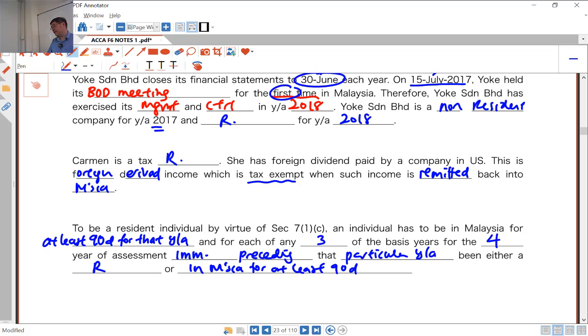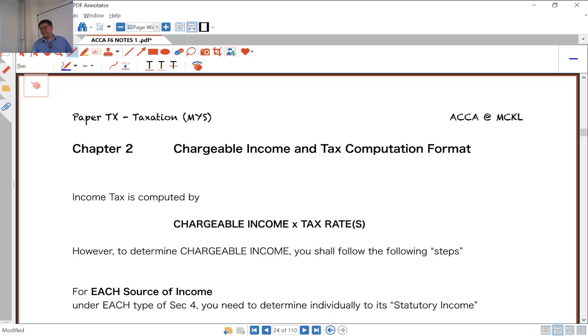Very good, excellent. Okay? Right, so I think that gives us a good intro to start on a bit on the concept and a bit on resident status. And now we will move on and look at TaxCom, which is our chapter 2. All right?